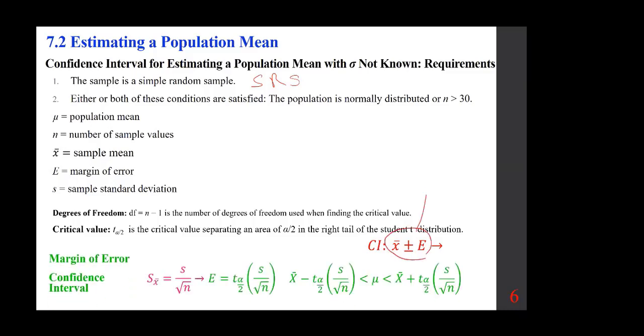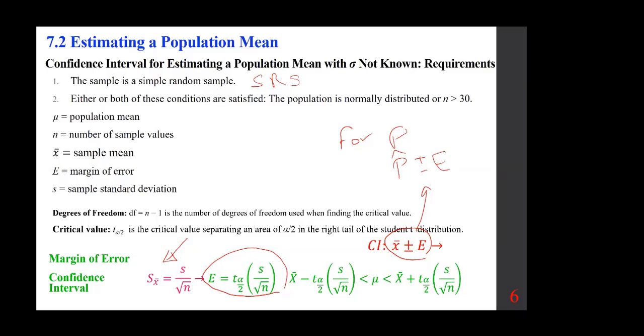When we did it for p, we used p hat. Now for the mean, p hat was the point estimate of p. What is the point estimate for the mean mu? It is x bar. So x bar plus minus e. And so t alpha over 2 times s over square root of n, this is the margin of error. This is called s sub x bar. And we add and subtract this e to get the confidence interval.